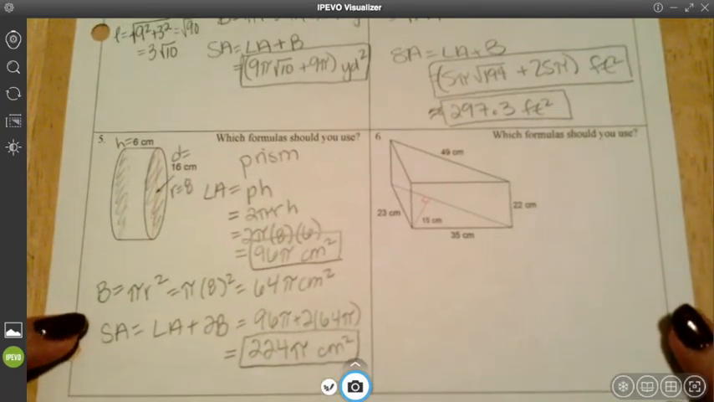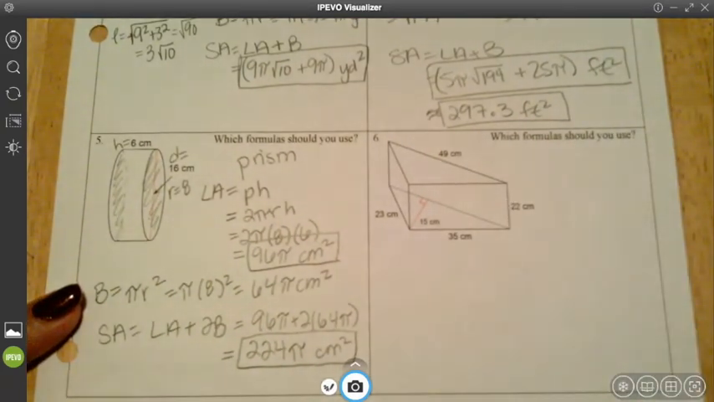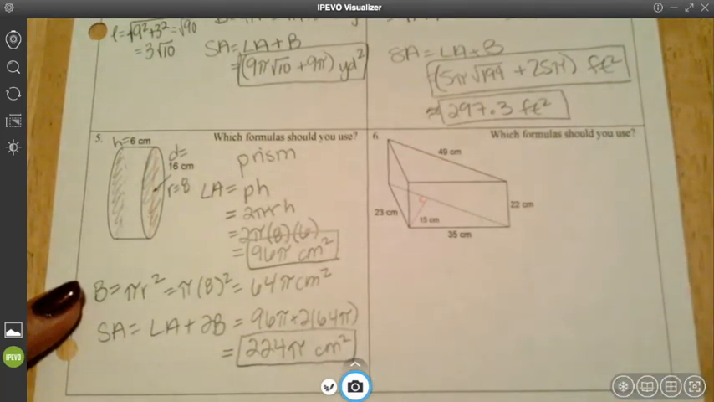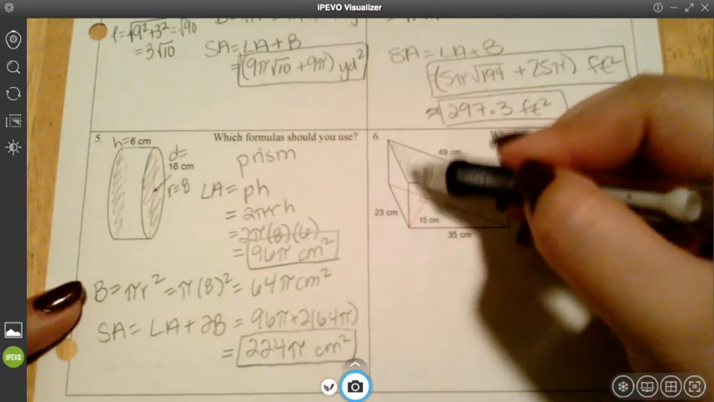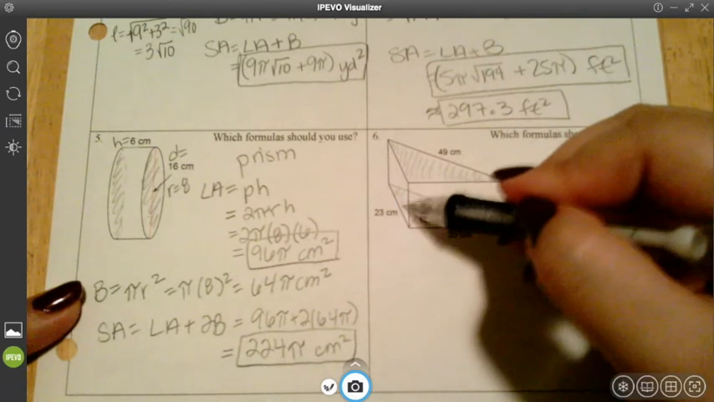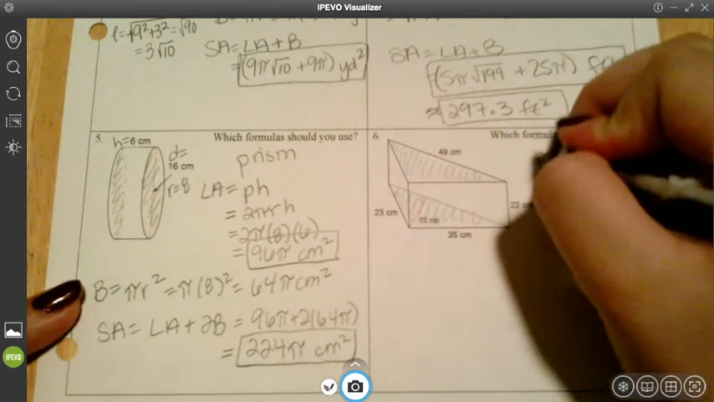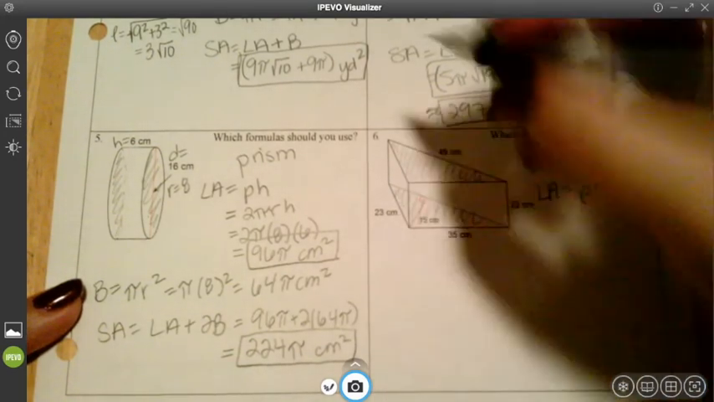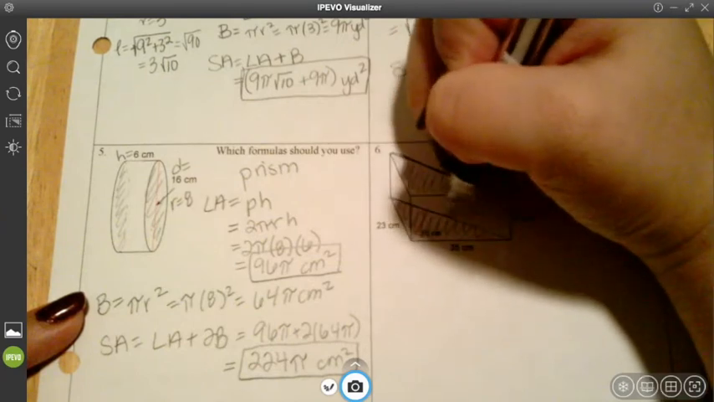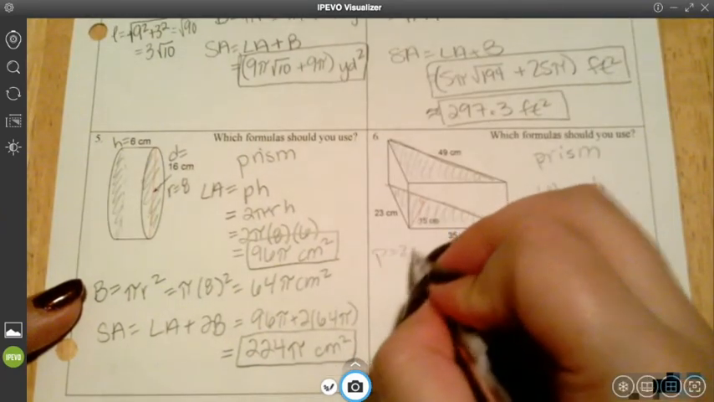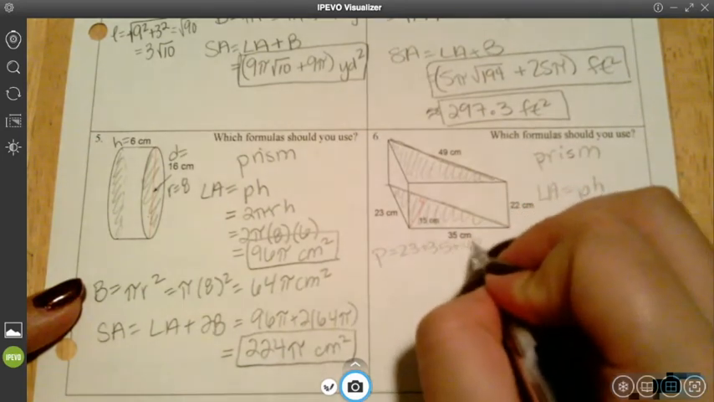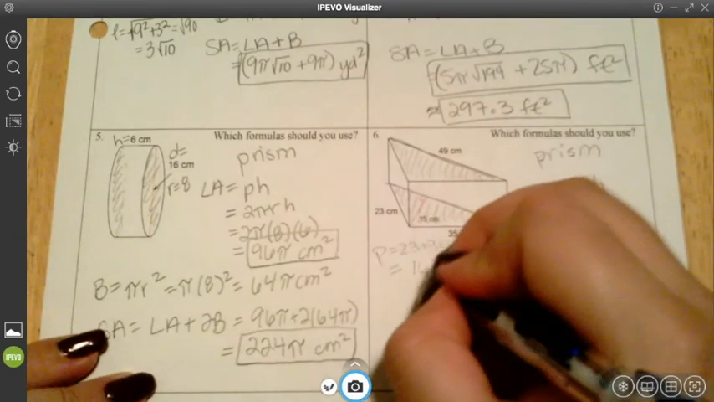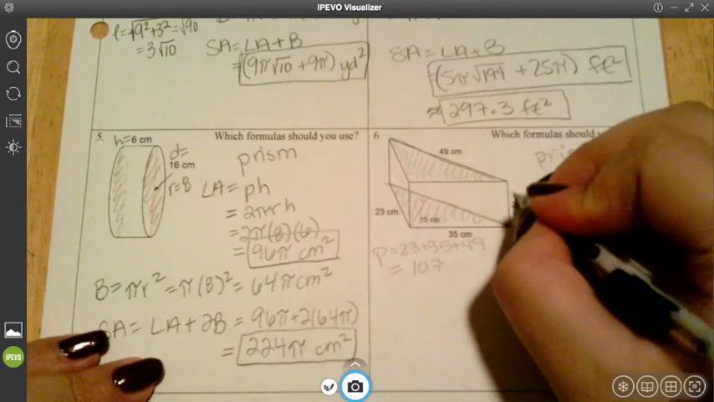And lastly, here we have a prism or pyramid. It has corners, but it doesn't have a vertex that all of the sides converge to. You can also say it has 2 flat sides here. So that is a prism. Lateral area is PH. Perimeter, so if this side is 49, then this side is also 49. So the perimeter is 23 plus 35 plus 49, giving us a perimeter of 107. And this is our height.